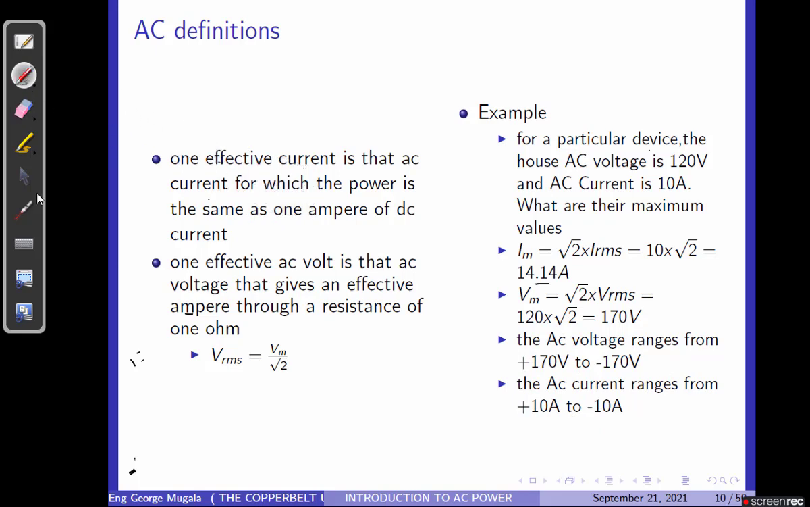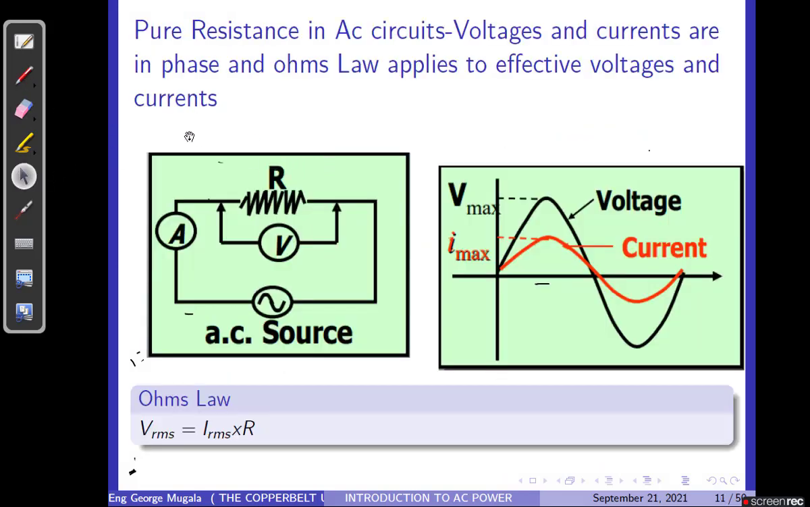Let's make some progress. Now we can begin to appreciate and look at the circuits themselves. Because now, if we look at this, for example, we can say for a pure resistance in an AC circuit, voltages and currents are in phase, and Ohm's law applies to effective voltages and currents.